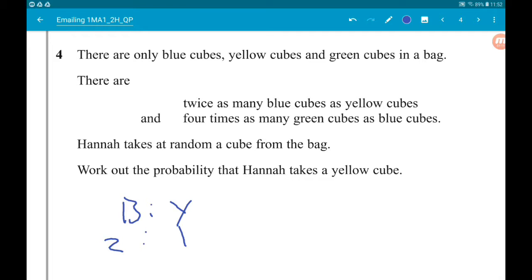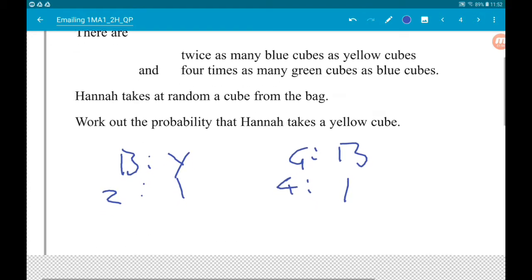And then we're told there are 4 times as many green cubes as blue cubes. So for that, we could say green to blue is 4 to 1. So, for every 1 blue cube, there are 4 green cubes. Okay, so what would be really handy here is if we could combine these two ratios into a single ratio, which is what we are going to do.